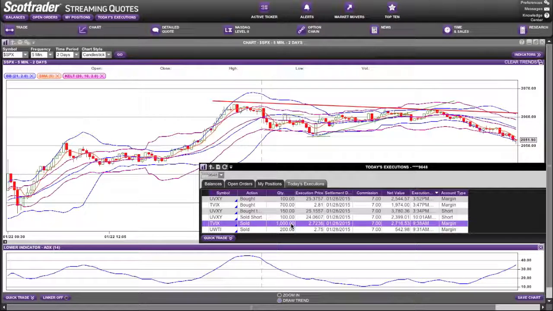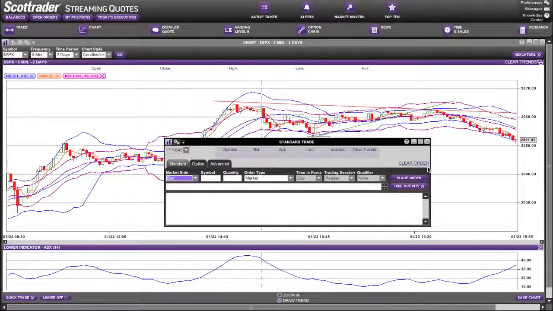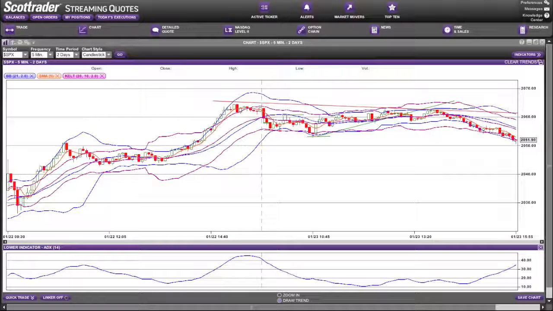I sold the TVIX this morning at 9:38. So right before this last candle bottom here, 9:38, I sold the TVIX, putting me long that 100 share UVXY trade that I had.